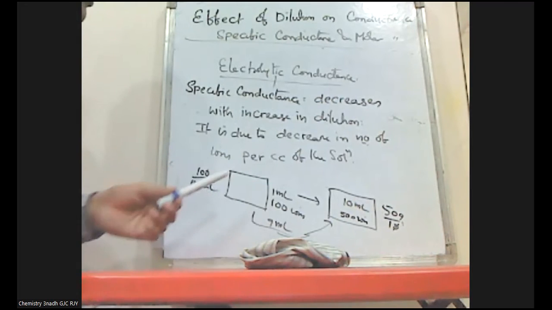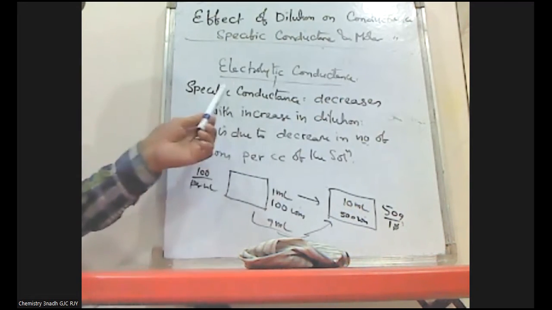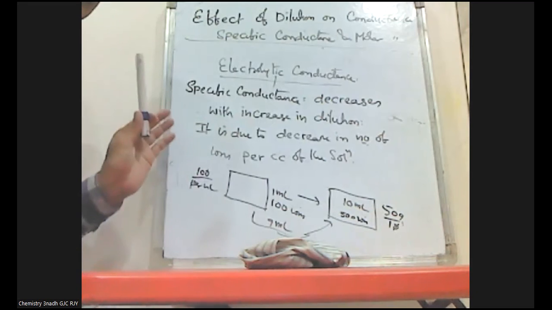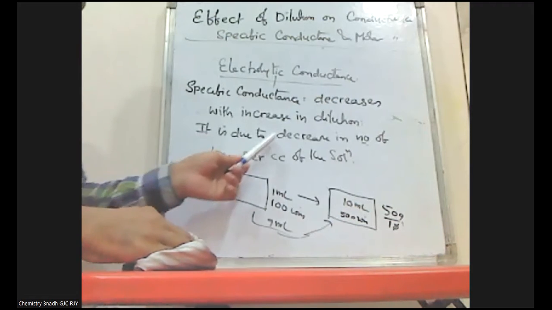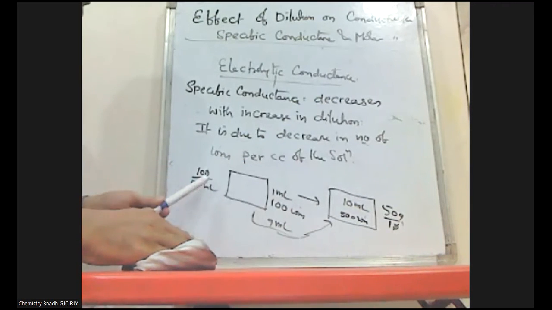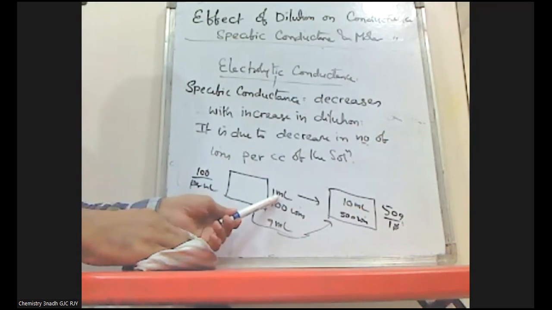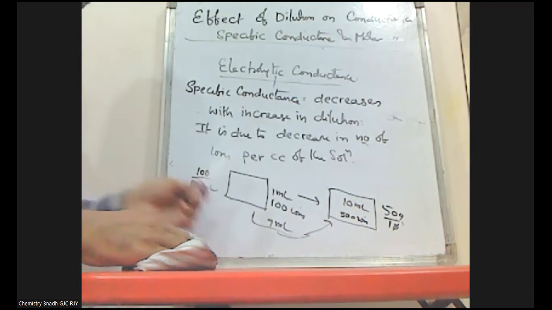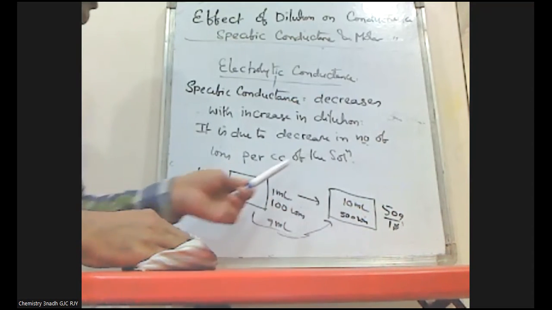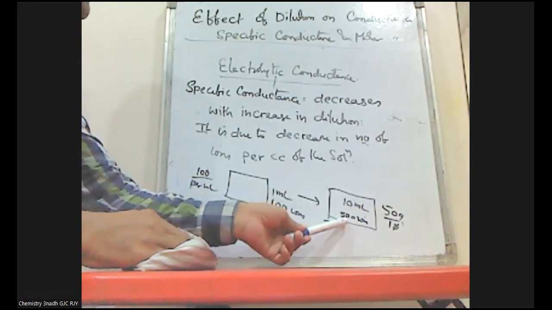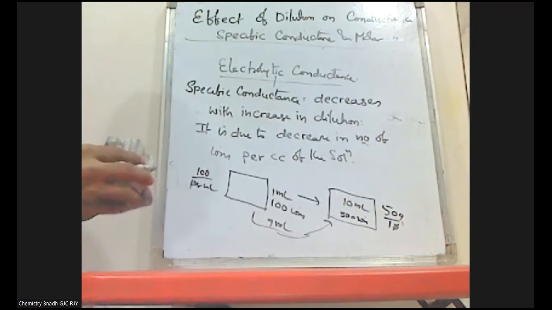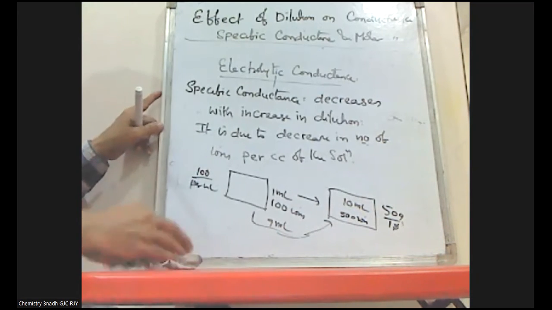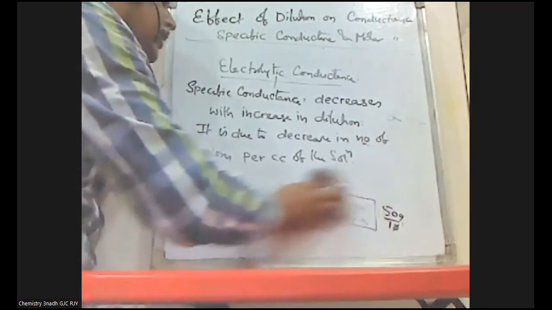So, as the number of ions per ml is decreasing, its conductance, that is specific conductance, decreases with increase in dilution. Specific conductance decreases with increase in dilution due to the decrease in the number of ions per centimeter cube of the solution. Initially 1 ml consists of 100 ions. If I dilute, what happens? Even though the total number of ions increases to 500 in 10 ml, per ml how many ions are there? 50 ions. That's why specific conductance decreases with the increase in dilution.